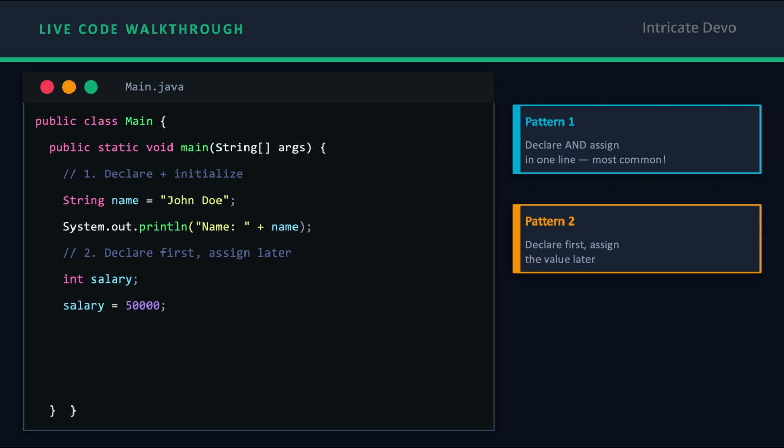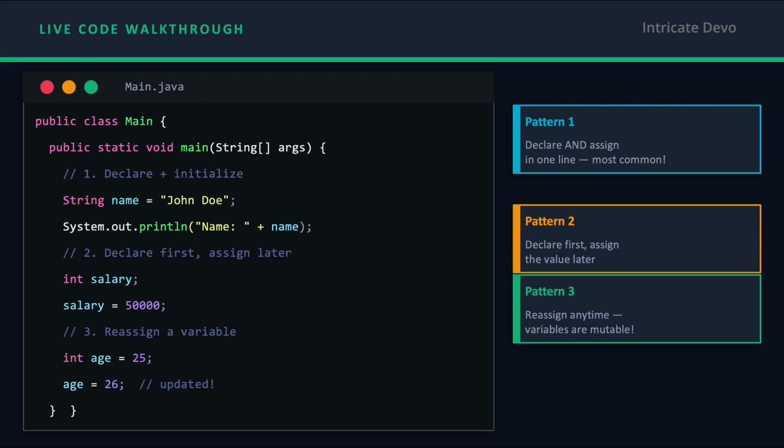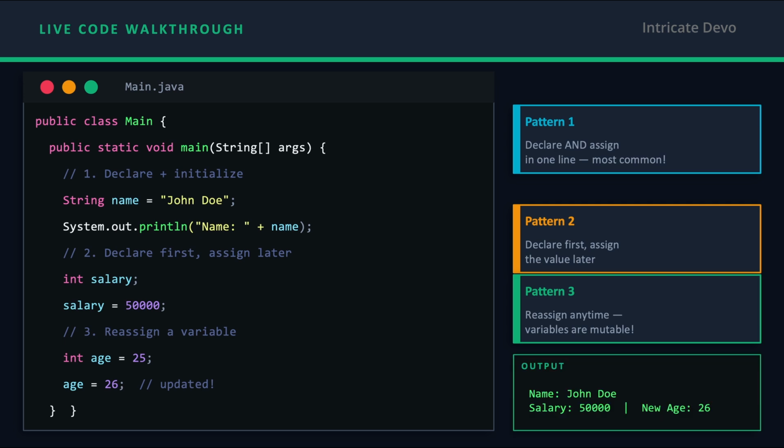Pattern 3, reassigning a variable. We write int age equals 25 semicolon. Age starts at 25. Then age equals 26 semicolon. Notice we did not write int the second time. You only declare the type once. After that, you just use the name. The old value of 25 is thrown away and age now holds 26. Variables are mutable by default, meaning you can change them as many times as you want. Look at the output on screen. Name, John Doe, salary, 50000, new age, 26.